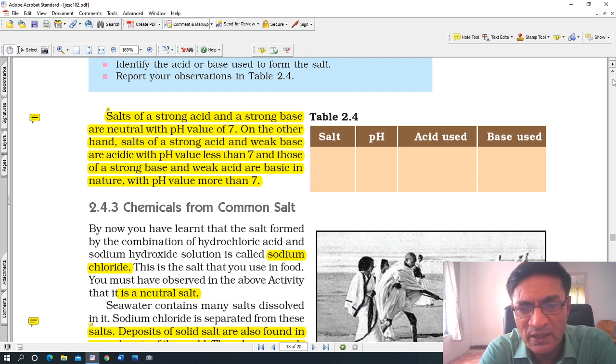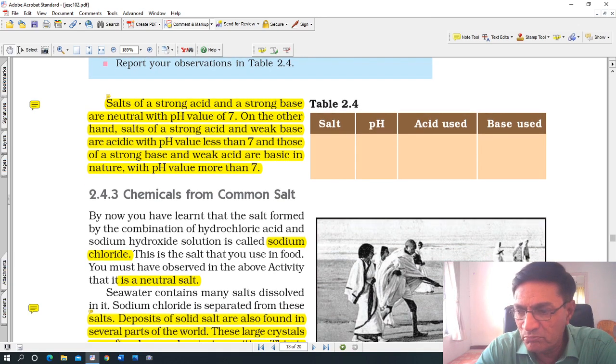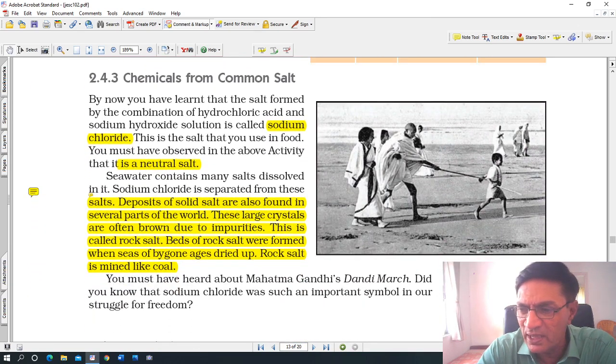By now we have learned that the salt formed by the combination of hydrochloric acid and sodium hydroxide solution is called sodium chloride. A strong aqueous solution of sodium chloride is called brine, B-R-I-N-E. This is the salt that you use in food or for cooking. You must have observed in the above activity that this salt is neutral. The common salt is obviously neutral, right? And then of course a photograph is there, but we'll discuss that later on.